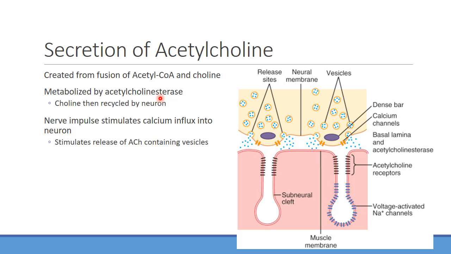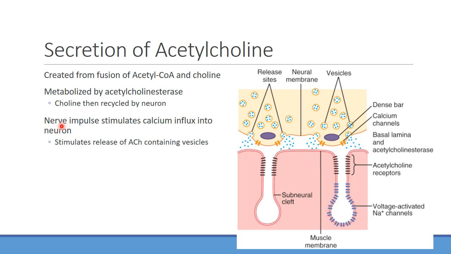Some people may be deficient in this enzyme or certain isoenzymes of it, but for the most part, this should be very active. So again, that choline can be recycled, taken up by the neuron, and formed with acetyl-CoA once again to form acetylcholine.